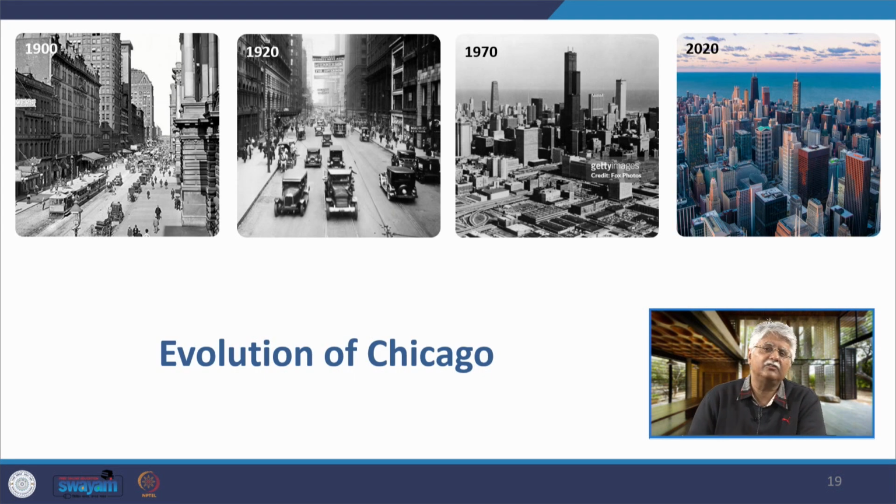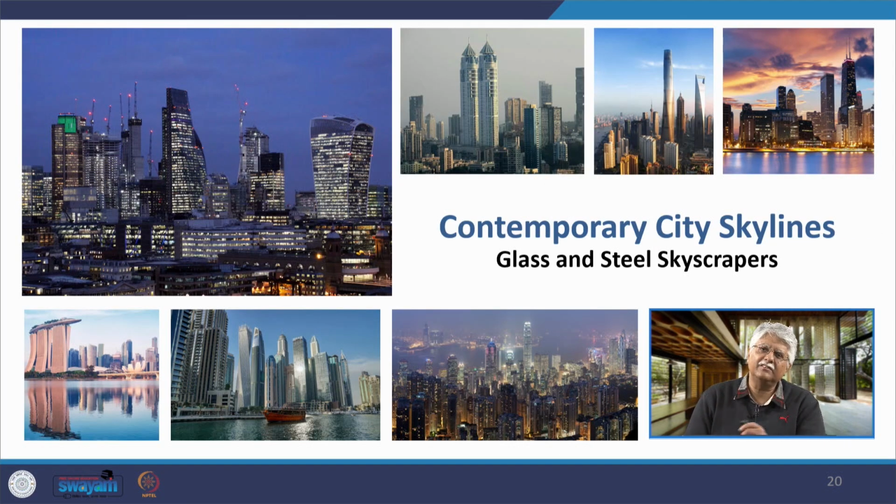This shows the evolution of Chicago city in 1900, 1920, 1970, and now closer home in 2020. This is an example of contemporary city skylines, and this slide I have added in this presentation to show you how similar the city skylines across the globe are today.